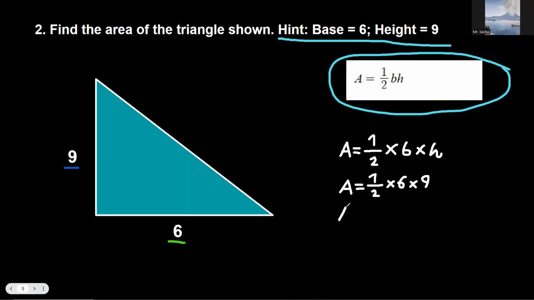Now we can substitute here. So now we have 1/2 times 6. 1/2 is 0.5. 0.5 times 6 is 3. 3 times 9 is equal to 27. So the area of this triangle is 27.